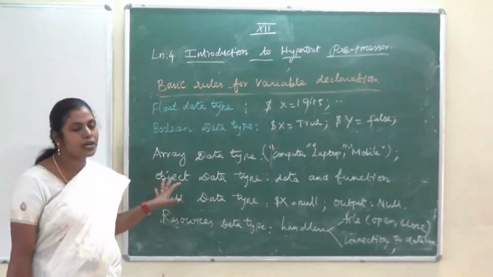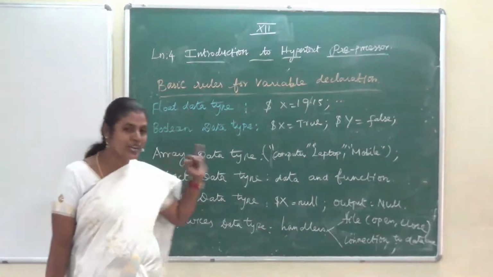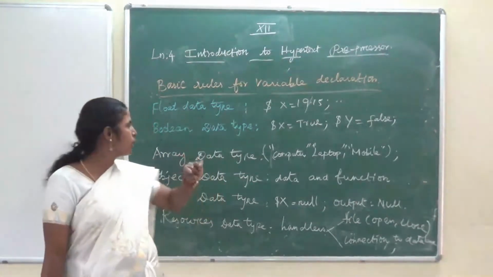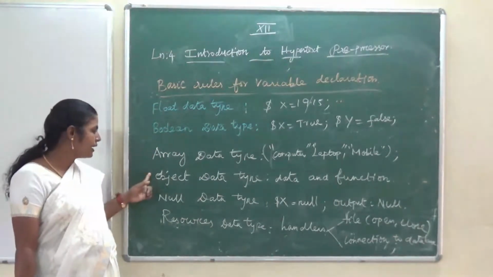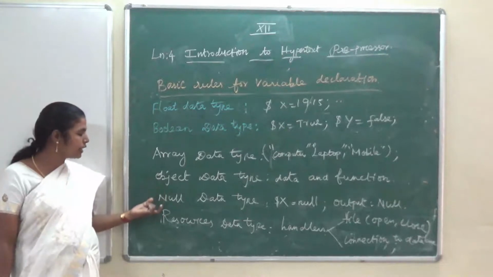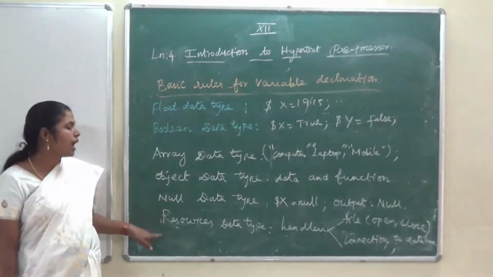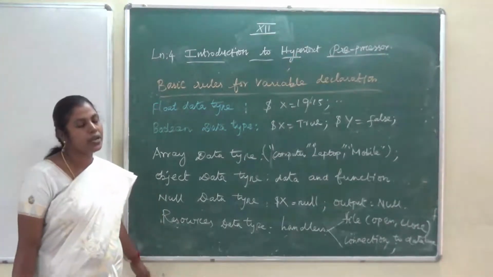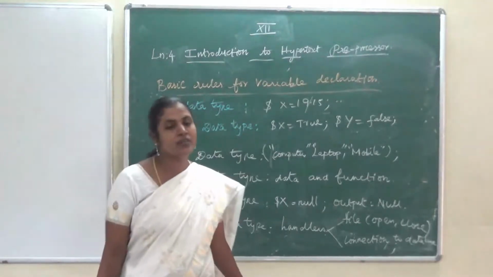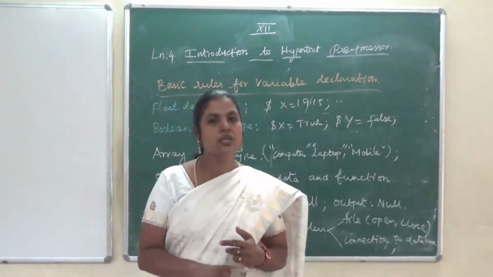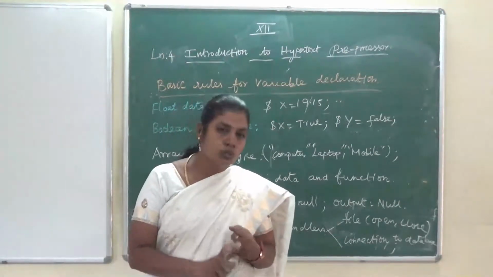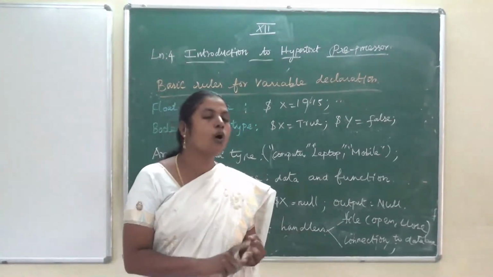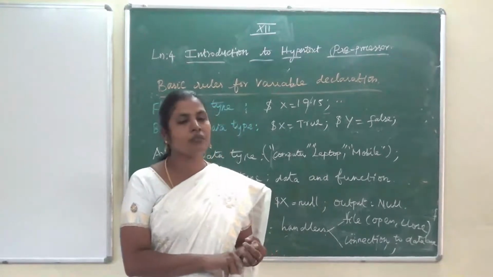Now, what data types did we study? We studied string data type, integer data type, float data type, boolean data type, array data type, object data type, null data type, and resource data type. In today's class, we studied variables: what is a variable, and what are the rules of a variable. All the data types also we studied.